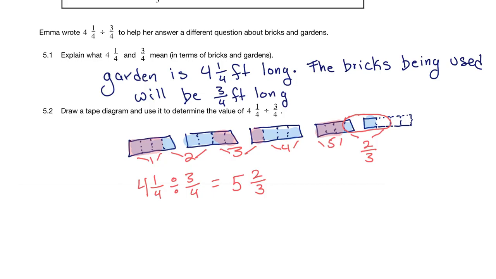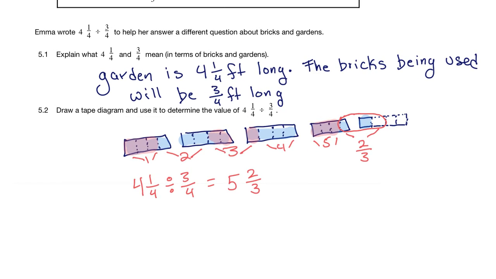Help her answer the different questions about bricks and gardens. So for this one, you should have gotten that 4 1/4 would be the length of the garden, and 3/4 would be the size of the bricks.